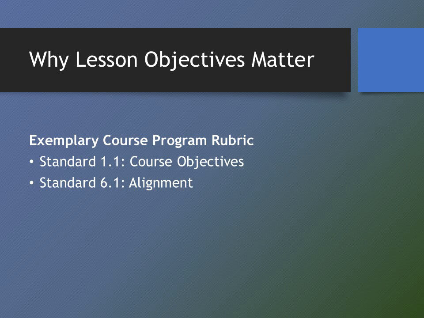And here's something else. It's not just good practice. It also helps you meet some key standards from the Exemplary Course Program. Standard 1.1 is all about having clear, measurable objectives. Standard 6.1 is about alignment, making sure your materials and activities match up with those objectives.